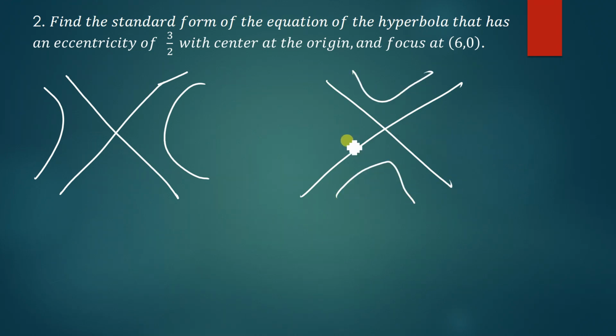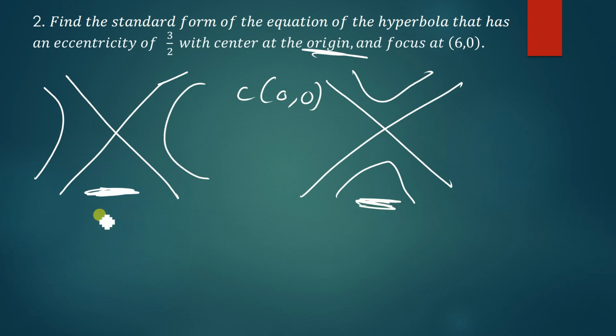Okay, so how do you find the standard form of such curves? So let's see how to do that. The first thing you need to do is to write down the equations. We've been told that the center is at the origin, so our center is 0,0. So now how do we know that this is the type of geometry we're talking about, or it's this one?